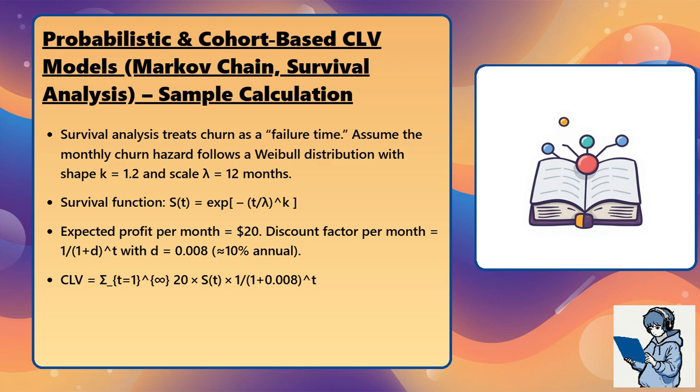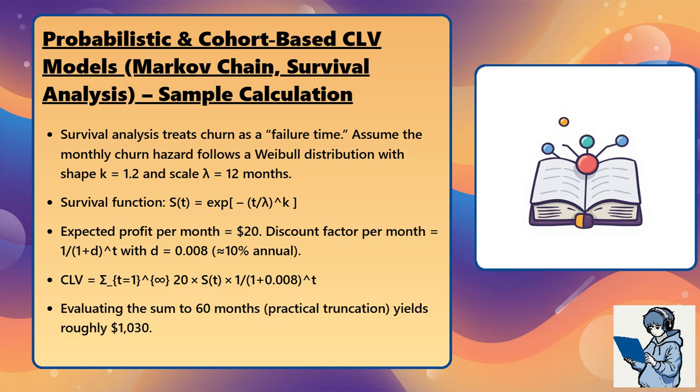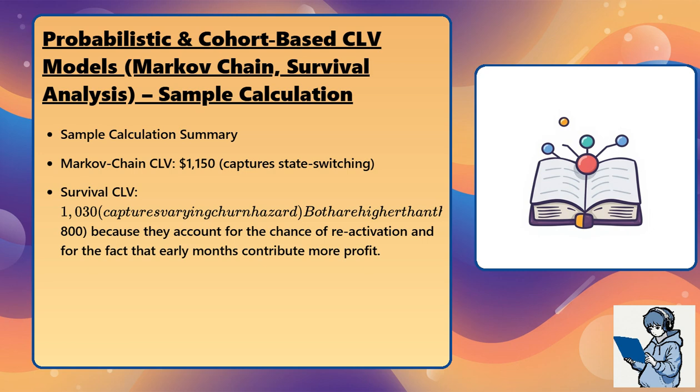CLV equals the sum from t equals 1 to infinity of 20 times S(t) times 1/(1.008)^t. Evaluating the sum to 60 months, a practical truncation, yields roughly $1,030. Sample calculation summary: Markov chain CLV $1,150 captures state switching; survival CLV $1,030 captures varying churn hazard. Both are higher than the simple historical CLV of $800 because they account for the chance of reactivation and for the fact that early months contribute more profit.